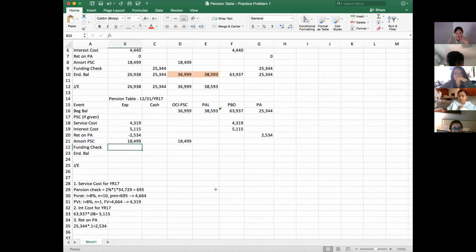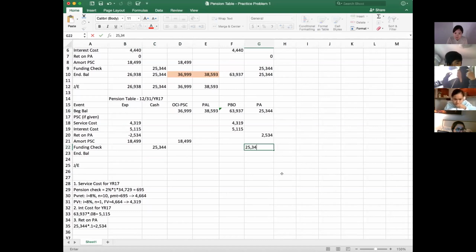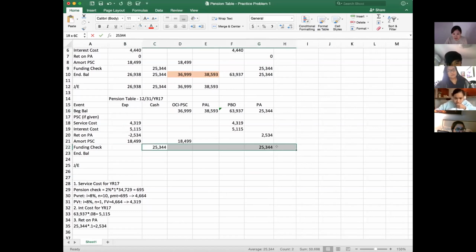Funding check doesn't affect the expense, but cash will be changed. Cash is reduced by the payment that we are making, which is 25,344. By that much, our plan asset increases 25,344. So over here, this is debit to plan asset, credit to cash for 25,344.